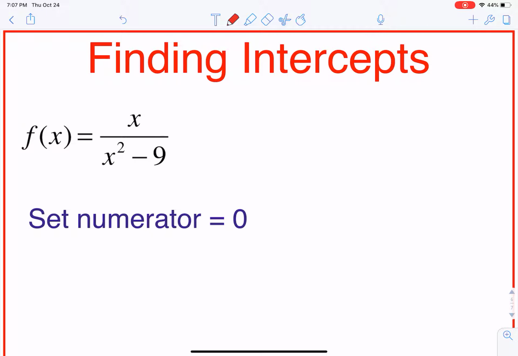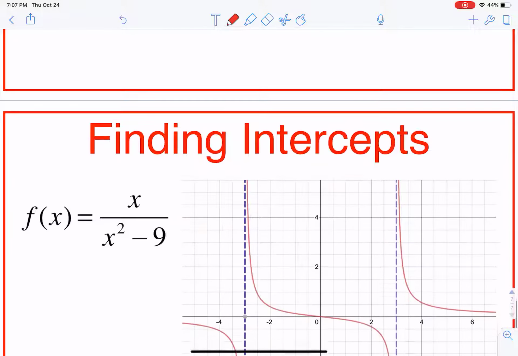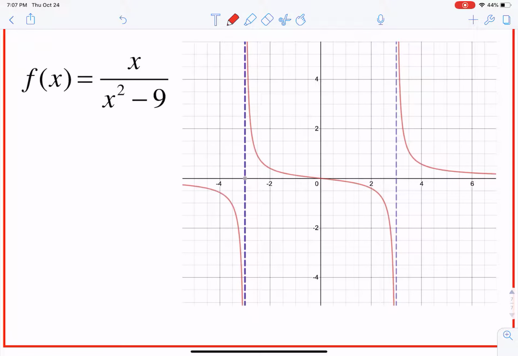Set the numerator equal to 0. So here x is equal to 0. So that one's fairly simple. If I scroll down here, x is equal to 0. So that will give me my x-intercept and my y-intercept.